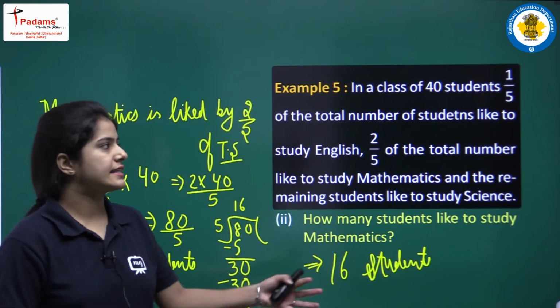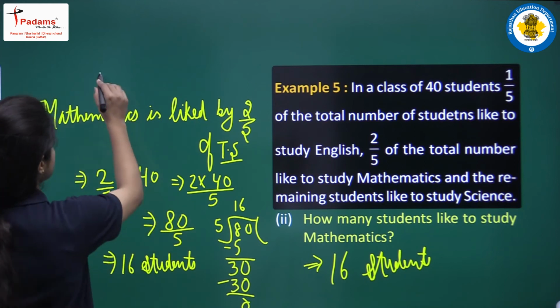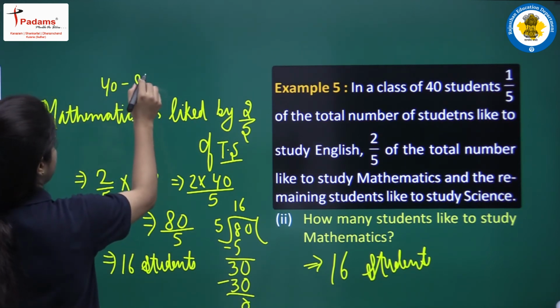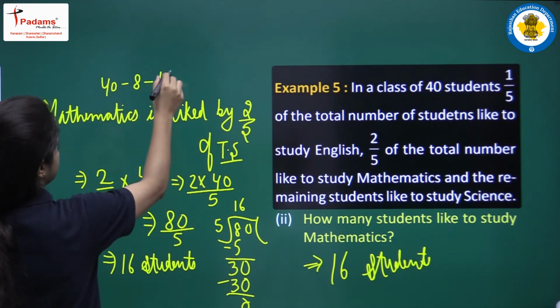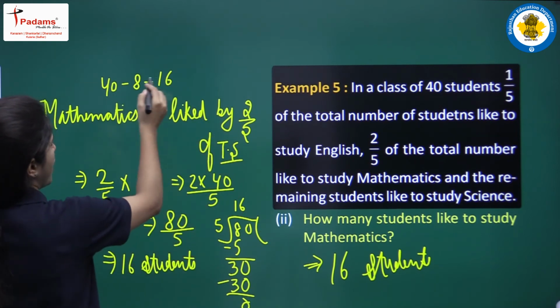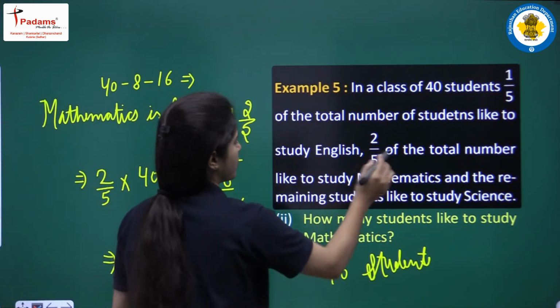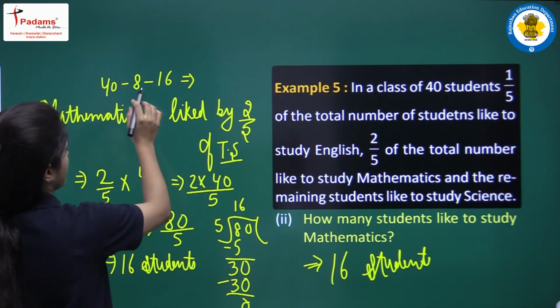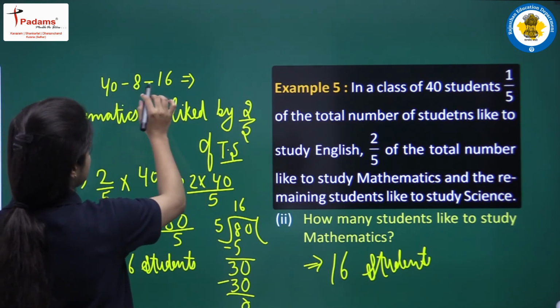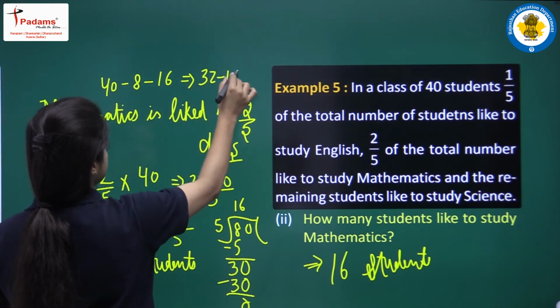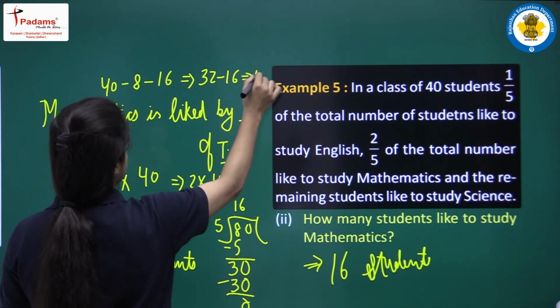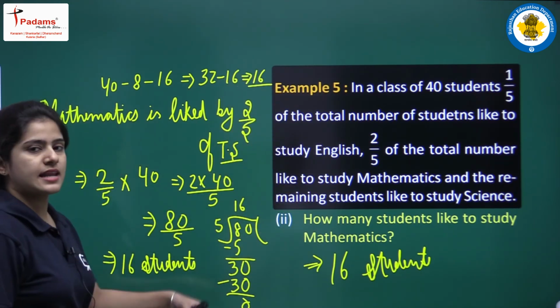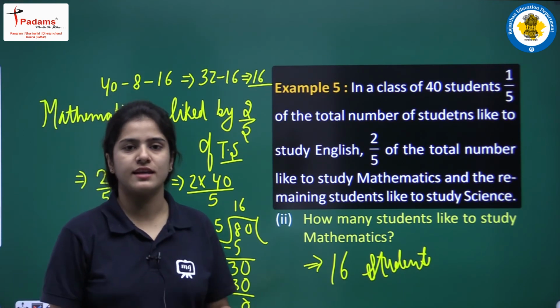So it is clear that out of 40 students, 8 are studying English and 16 are studying maths. So how many of them, that is the rest of the students, like to study science? It means that the answer is 32 minus 16, that is 16. Alright students, so science is liked by 16 students. Okay, it is very clear.